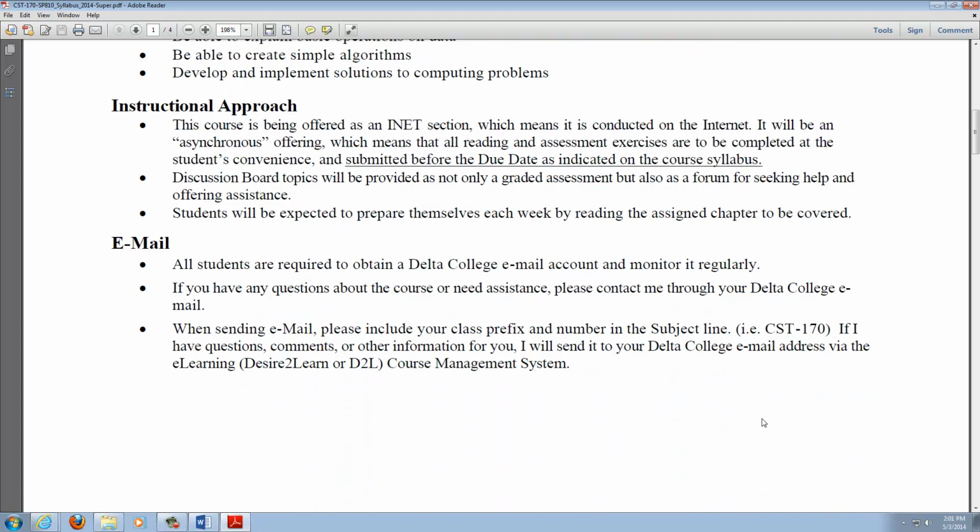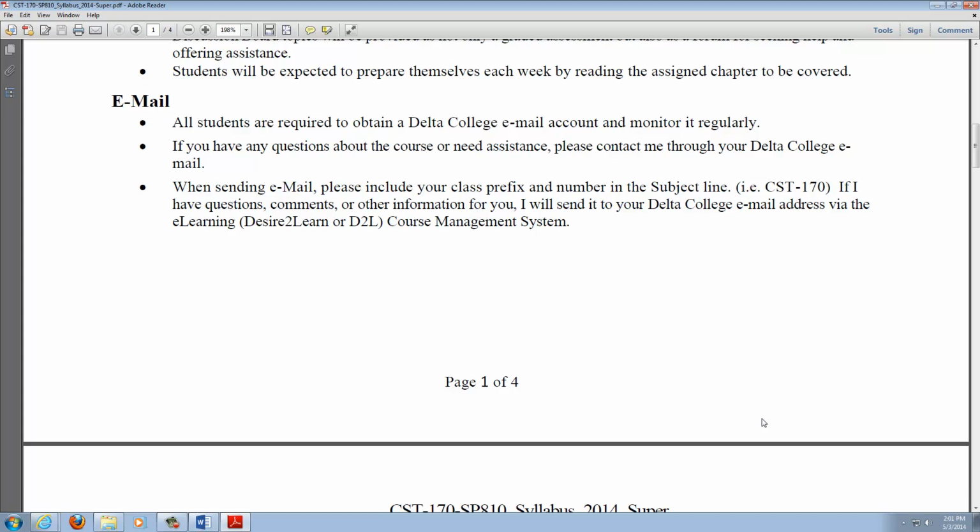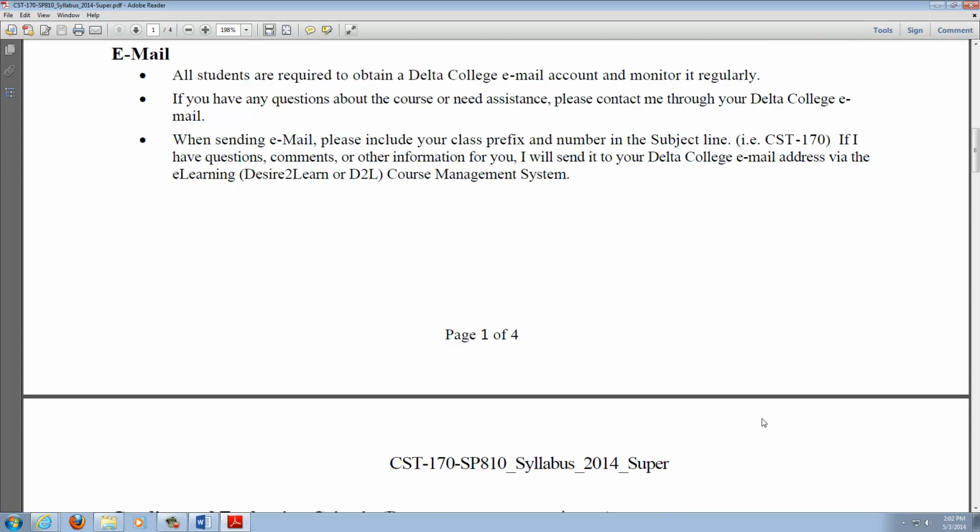Email. Basically, a lot of you students, and that's fine, but all my email is going to go to your Delta College email account. So if you do not get a correspondence from me and send me an email saying I have not heard anything, you have not checked your Delta College email. So please do that.